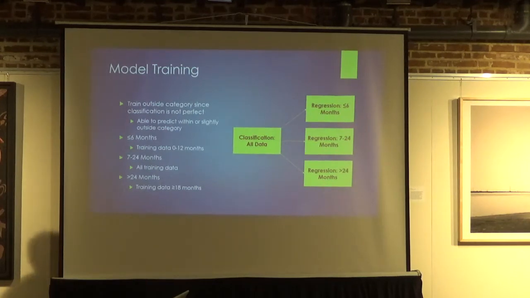So we trained it a little bit outside the category because the classification is not perfect, so kind of slopping over on both edges. And so it's able to predict within or slightly outside the category. One group was less than or equal to 6 months, and the training data for this was 0 to 12-month survival. Then there's a group for 7 to 24 months, which used all of the training data. And then greater than 24 months, with the training data being greater or equal to 18 months of survival.